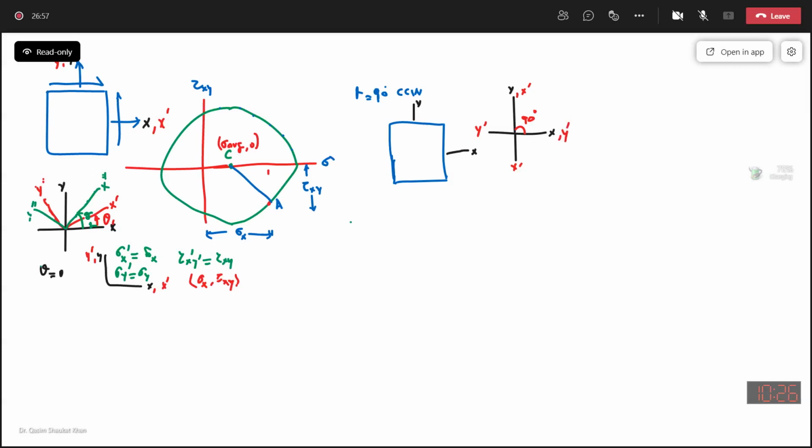So now on the element, this will be your x dash axis. This will now be your y dash axis. Again, this will be your x dash axis. This is your y dash axis. Everyone fine with this?